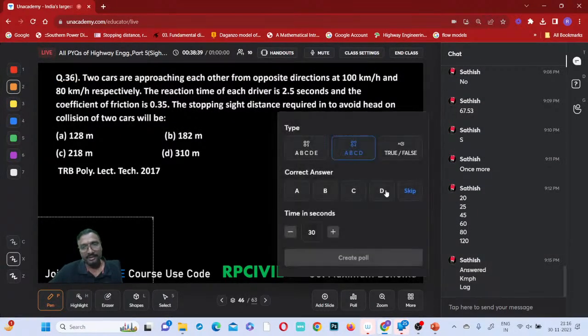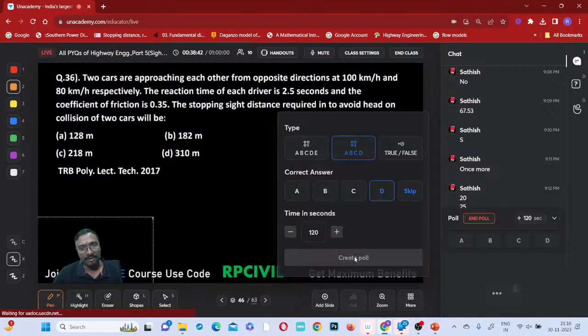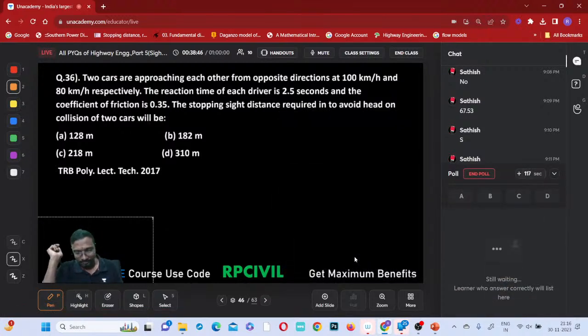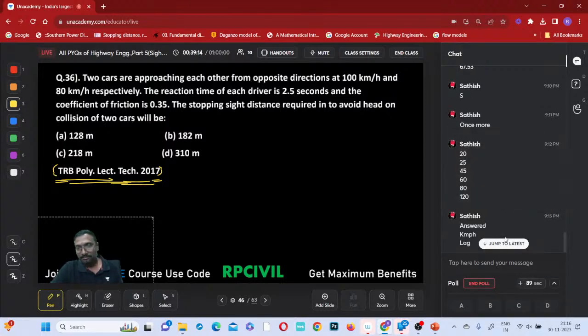36th question. I am giving 120 seconds. Try to solve this, all of you. This is also a TRB question only. Shruti, you observe, which kind of numerical questions are you also getting? You are saying, sir, don't do numericals, only these chota bacha questions. Now you observe this, a 2017 TRB Polytechnic lecturer question. If anybody wants more time, just ask me before the time gets over. Don't ask me in the last 1-2 seconds, because by the time you are typing, time gets over.